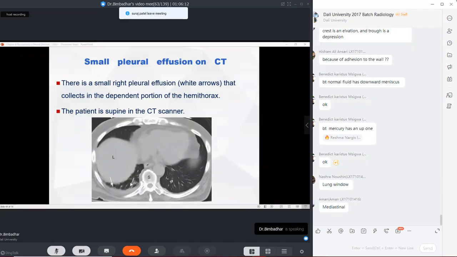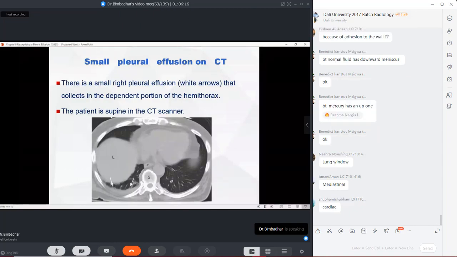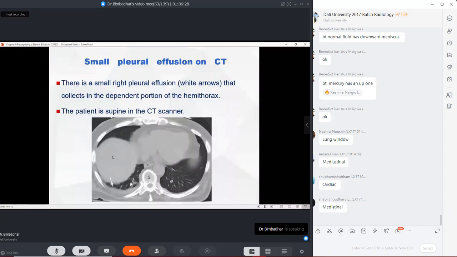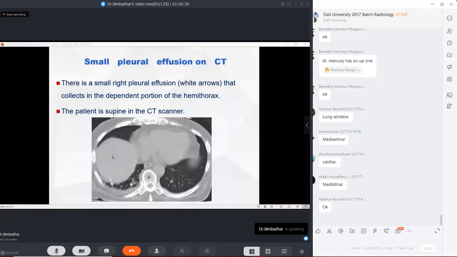Nashra, why do you think it's a lung window? You see here, the lungs are black. The lungs are black, which means I am looking at a mediastinal window. In a lung window, the lungs look white. This is a mediastinal window.